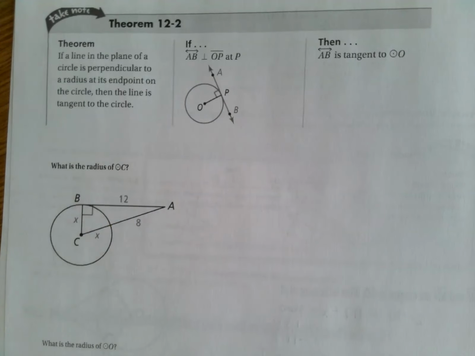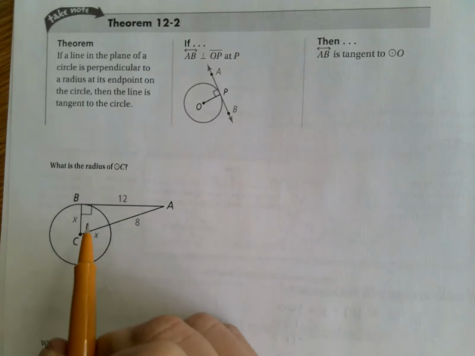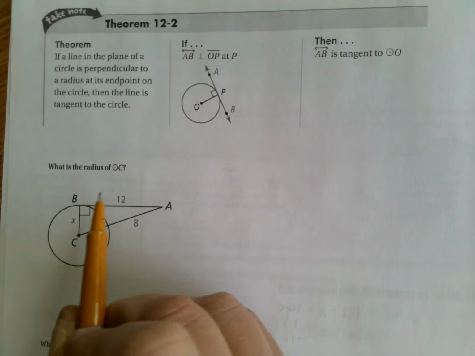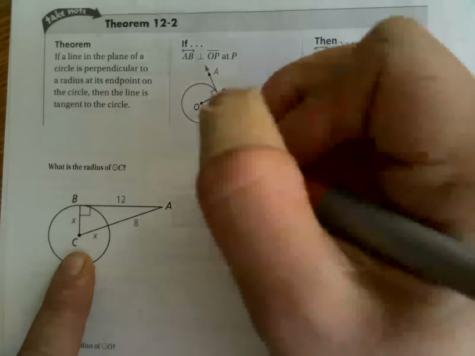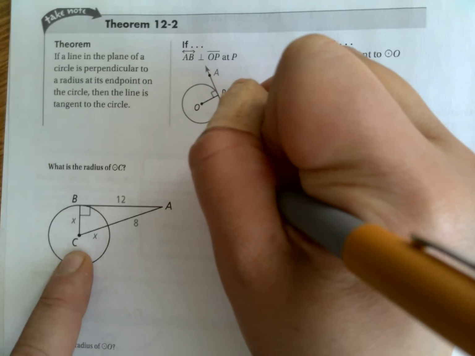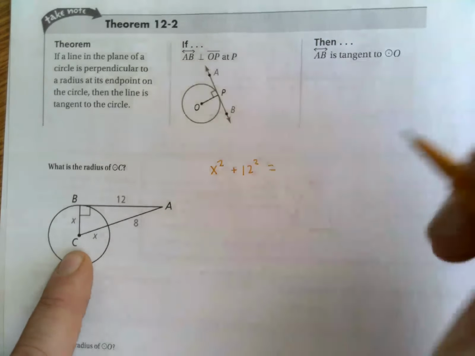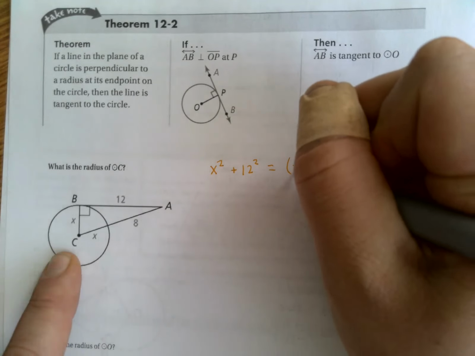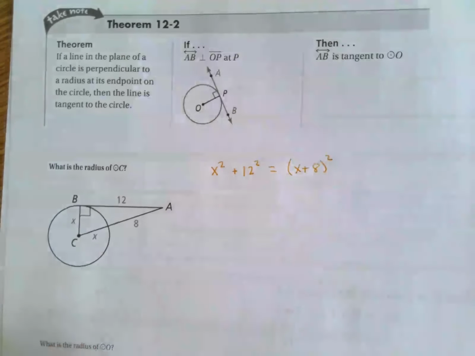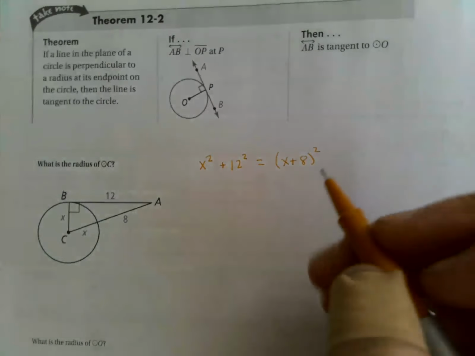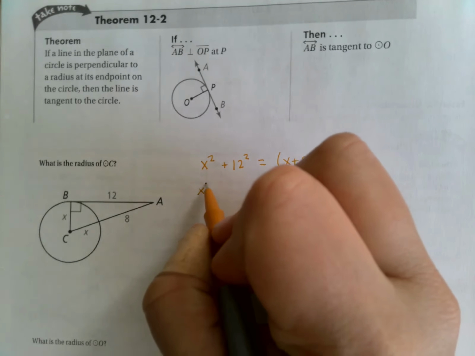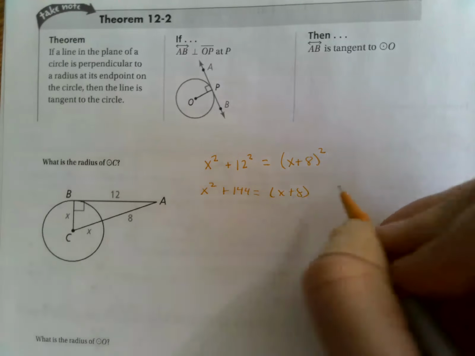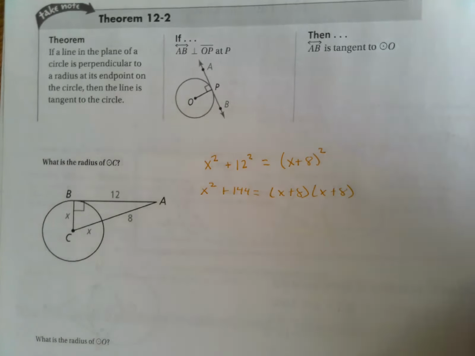So this question is asking for the radius. Because of this 90 degrees right here, we have the formula a squared plus b squared equals c squared. I'm going to say a here is x, b here is 12. Now, this is where we have to be careful. This whole length right here is x plus 8, squared. Squaring something means multiplying it by itself, so this would be x plus 8 times x plus 8.